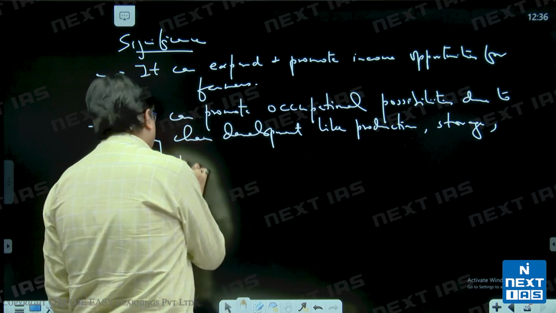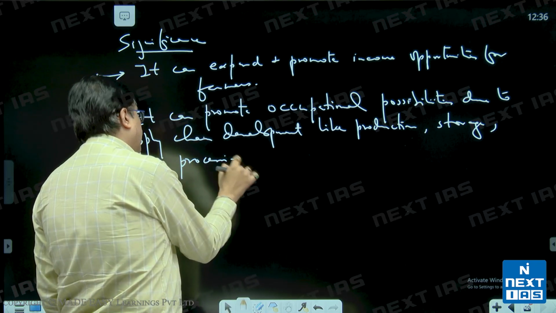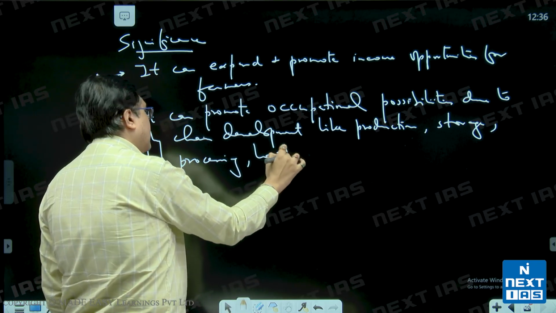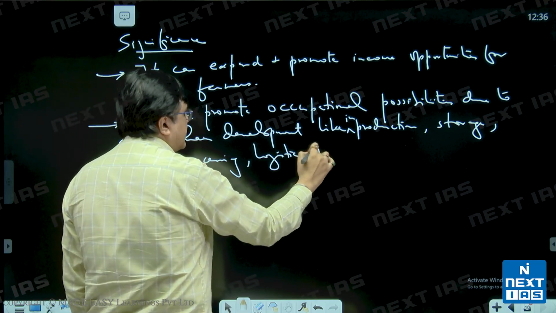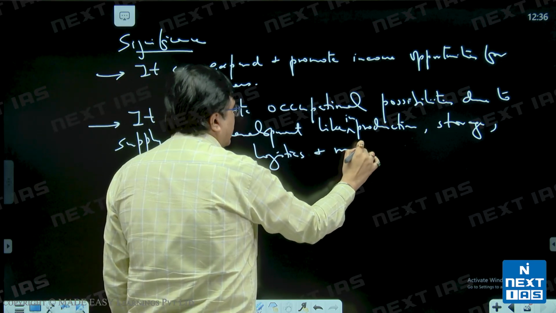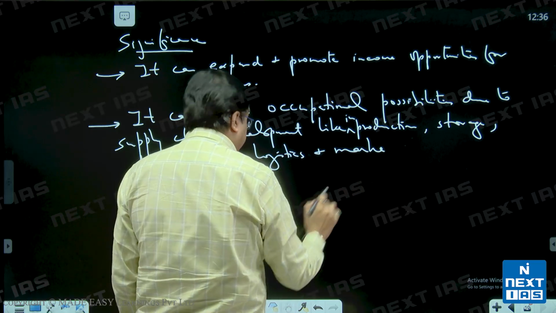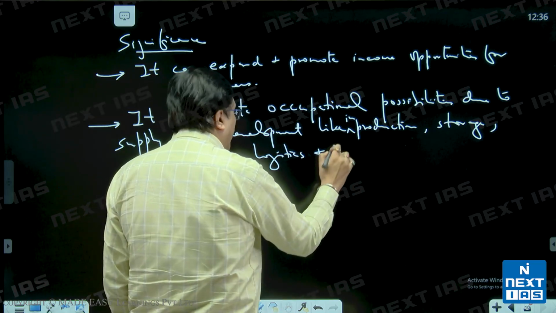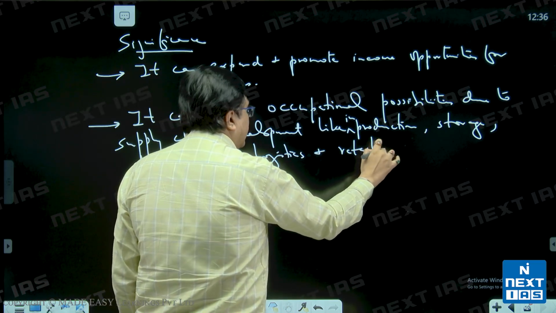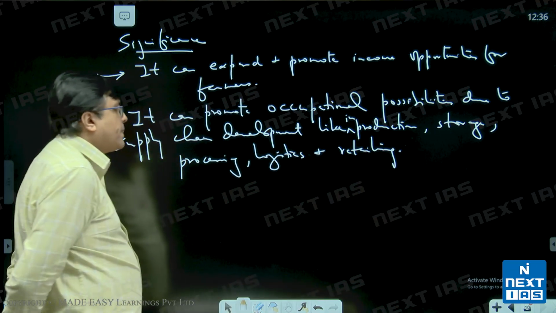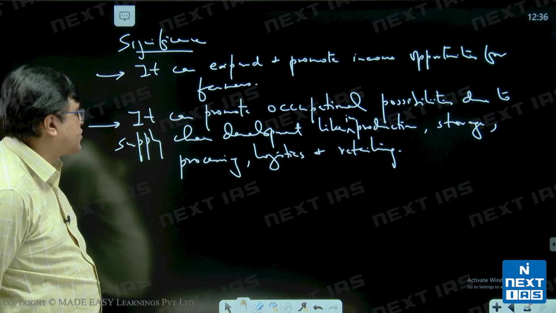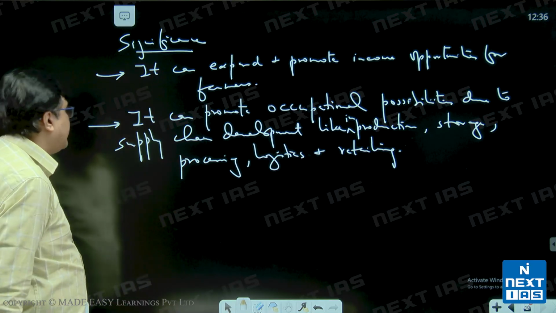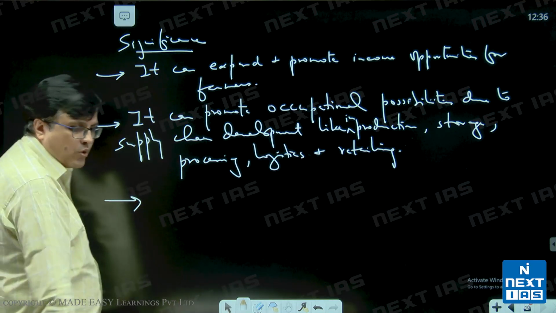storage, processing, like in production, logistics and retailing. तो हर जगह लोग एम्प्लॉयड होंगे इसकी वजह से जब ऐसा किया जाएगा तो प्रोडक्शन करने में, स्टोर करने में, प्रोसेस करने में, ट्रांसपोर्ट करने में, रिटेल करने में, हर जगह लोगों की एम्प्लॉयमेंट होगी.